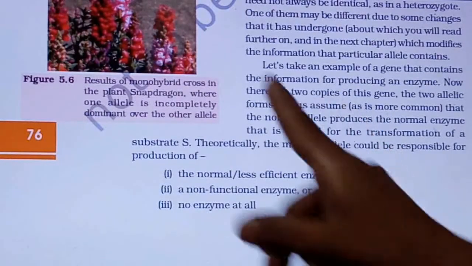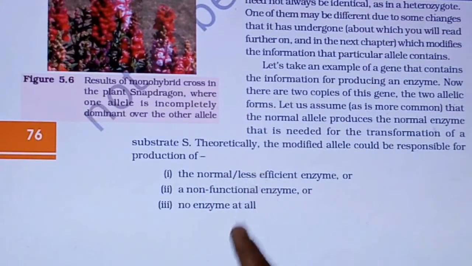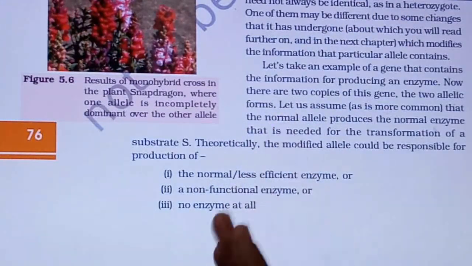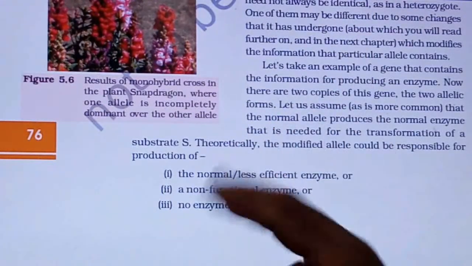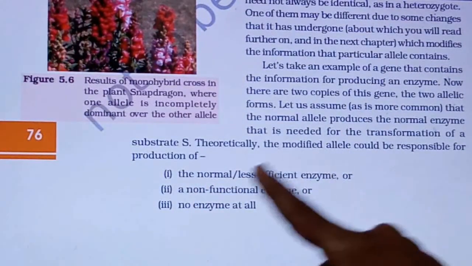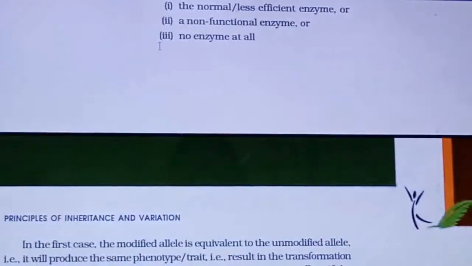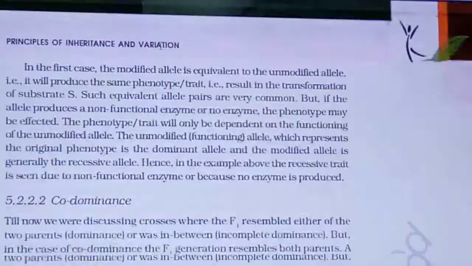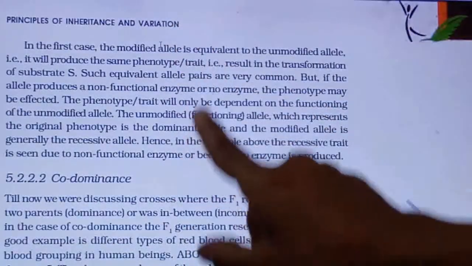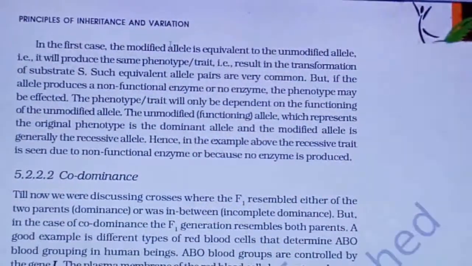modification of the alleles. Why is this modification seen? For that, these 3 reasons are given, right? So you have to prepare this very well. A 2 marks or 3 marks question will be asked, right? So why is the trait modified? For that these 3 points are given. No enzyme or a less efficient enzyme is formed, or a non-functional enzyme is formed, or no enzyme at all is there. That's why we can see it. Now see here the next page, page number 76. For those 3 points the explanation is given here, so you can go through this. A 2 or 3 marks question will be asked.